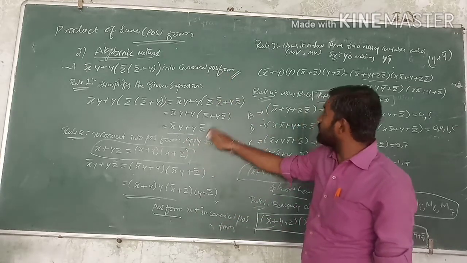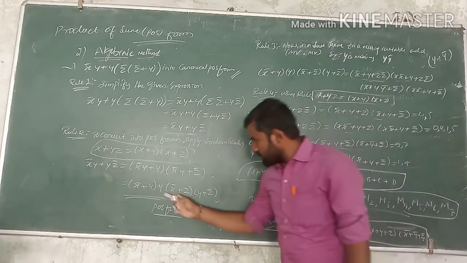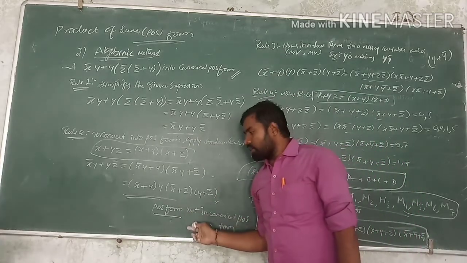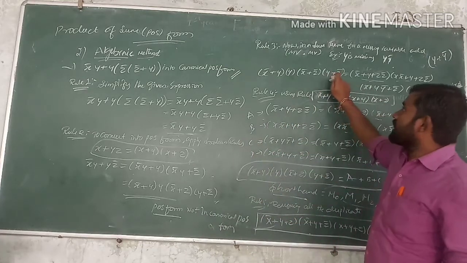Directly you can't go from here to here. First you need to reduce this equation to POS form. After converting to POS form, then go for the canonical form.